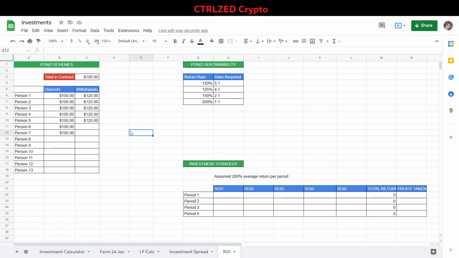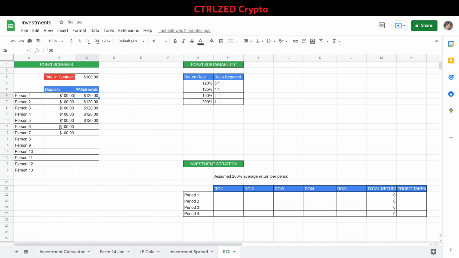So, to talk about the risk and the sustainability of an app or a Ponzi scheme, look at the rate of return. If the return rate is 120%, as an investor you get 20% back on your initial investment. Say you put in $100, you get 120 out. In order to sustain that, to pay out 5 investors, you need 1 investor to essentially lose out.